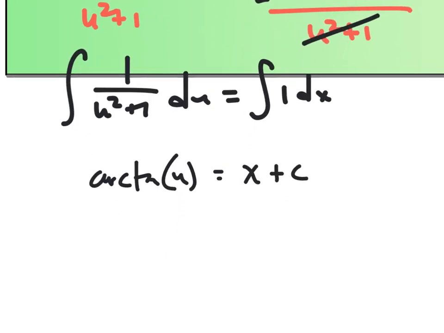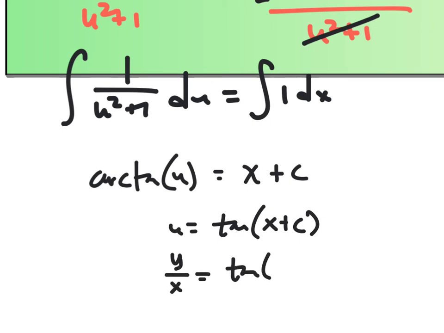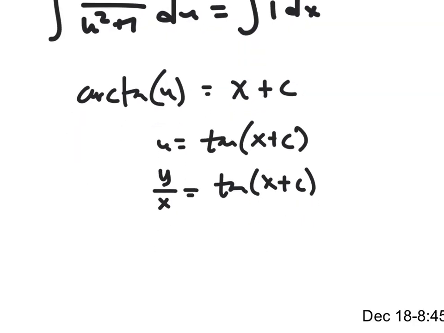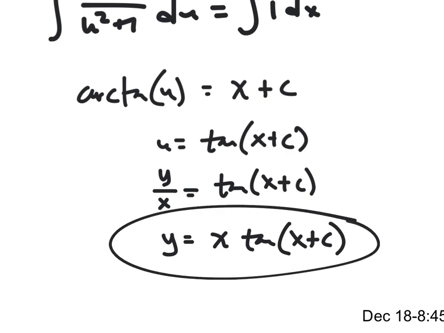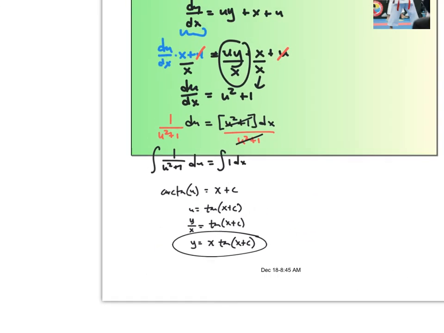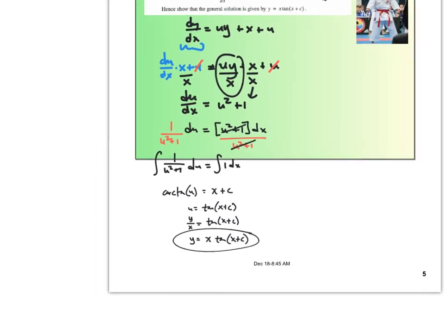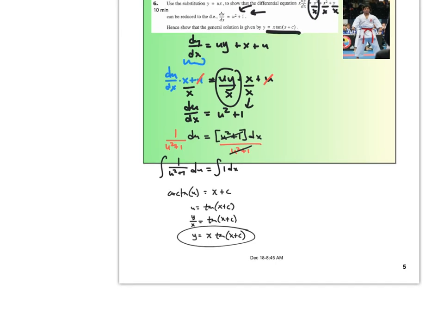All right, so if I were to undo arctangent, that would be tangent of both sides. So u would equal the tangent of x plus c, and u is equal to y over x. Therefore, y would equal x tangent of x plus c. Let's see if I got that right. And we did. Awesome. There's our general solution to that differential equation.